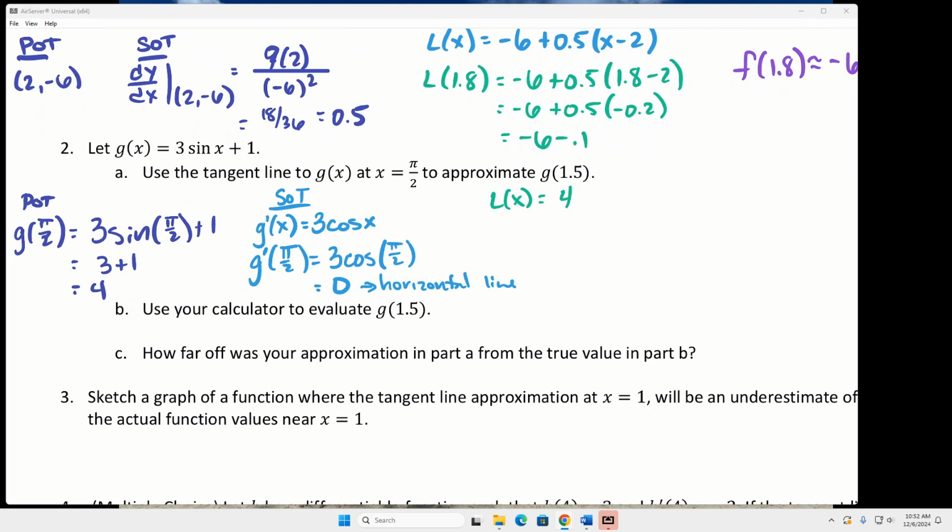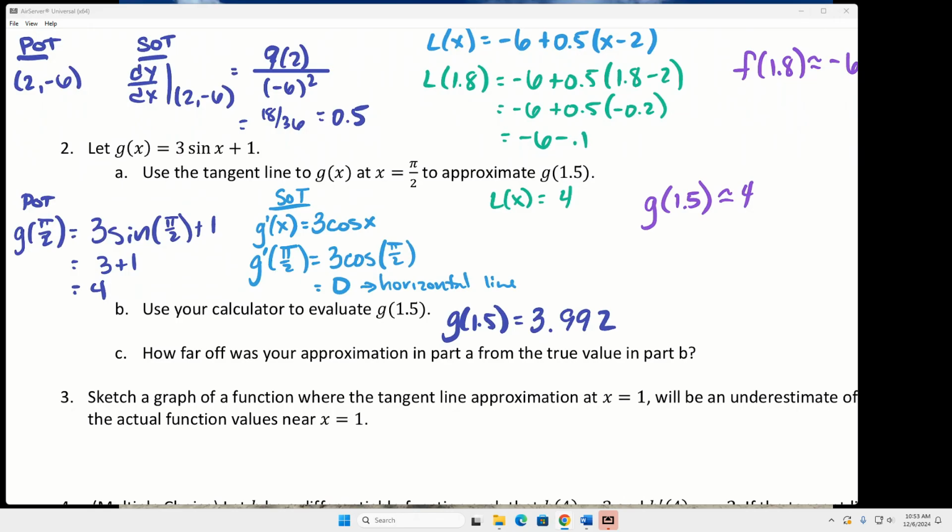So if we're going to approximate g of 1.5 using that tangent line, what should it be? Very good. Okay, and then this one tells you to use your calculator to find out what that is. Do you guys want me to just tell you? You end up getting 3.992. So that's a really good approximation.